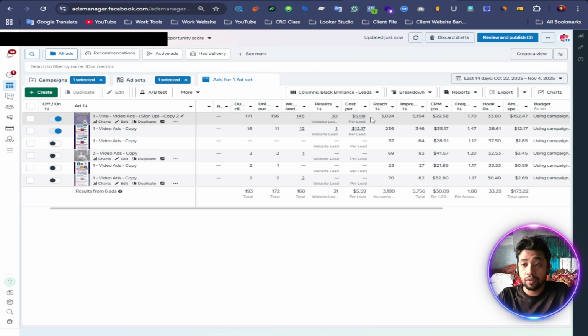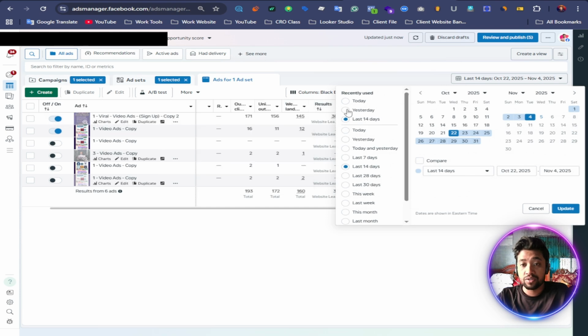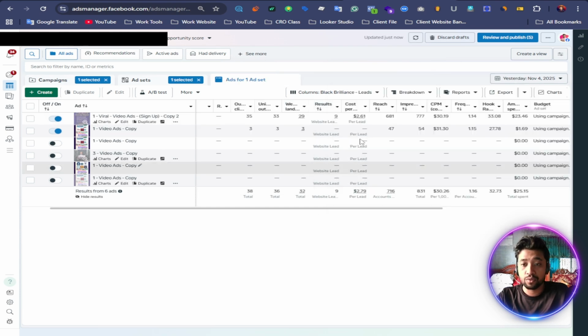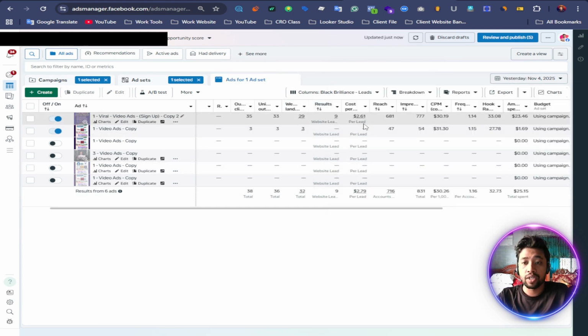So look at that, the overall result is almost $5 per lead, but our yesterday result is very good. Our total cost per lead is only 2.61 cents. So that's a very good result for me, and I hope you can understand what kind of setup you can do, so you can get a better result.